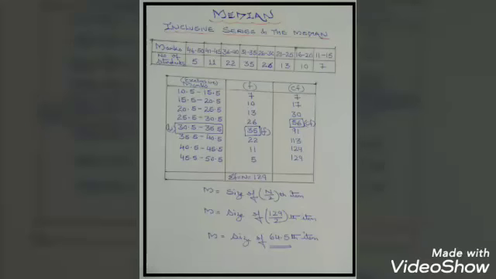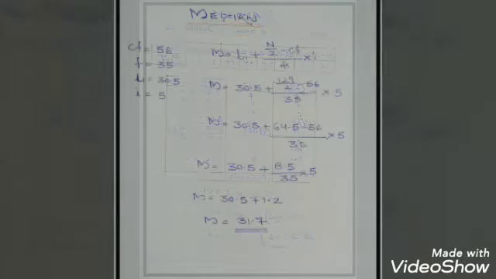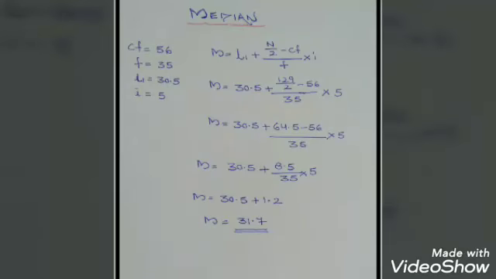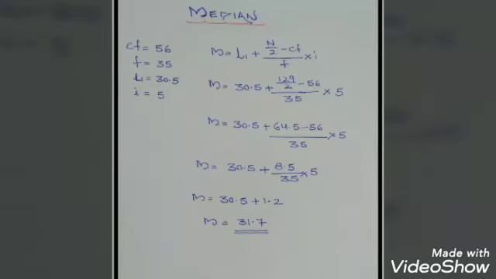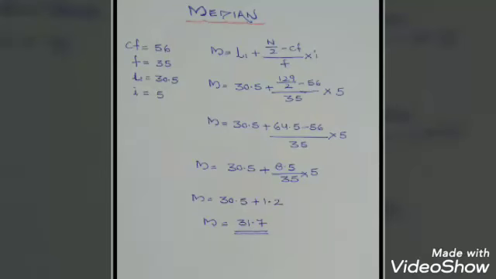Now we'll put this into a formula. Already we have taken our CF is 56, our F is 35, our L1 is 30.5, and your I is 5, which is the difference, 35.5 minus 30.5, you get 5. Now our formula goes like this: M equals L1 plus n upon 2 minus CF upon F into I. So L1 is 30.5, n is 129 upon 2, your CF is 56, and your F is 35, into I is 5. So 30.5 plus, if you divide 129 by 2, you get 64.5 minus 56 upon 35 into 5.